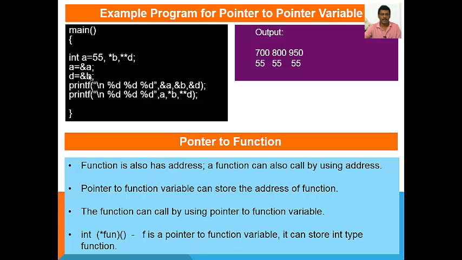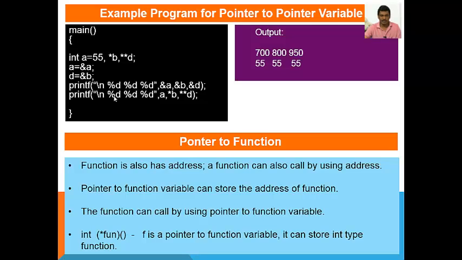d equal to ampersand b. The address of b is assigned to d. For example, the address of a is 700, this address is 800, and this address is 950. So here we assign the address of a, that is 700, into b. Then the address of b, which is 800, is assigned to d. d can hold the address of a pointer variable. b is a pointer variable and d is a pointer to pointer variable, so it can store the address of a pointer variable.